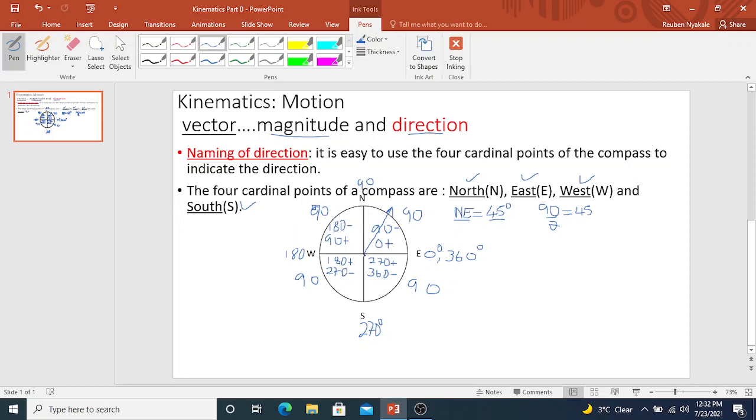Same thing here, since they are made up of quads. Southeast is a 45-degree direction or angle. Southwest, you are on the 45-degree angle as well. Northwest as well: you are on the 45-degree angle.